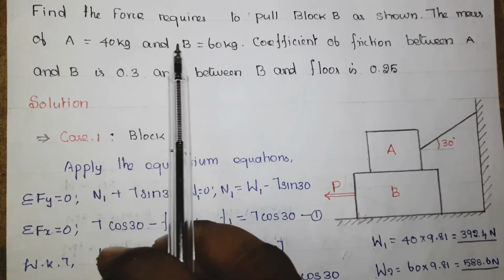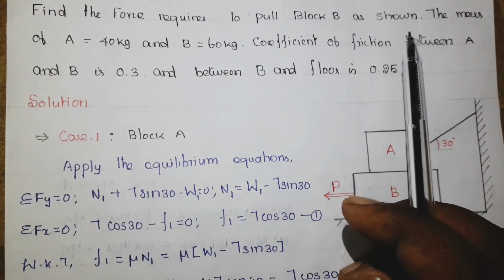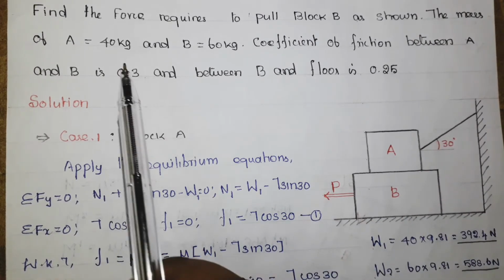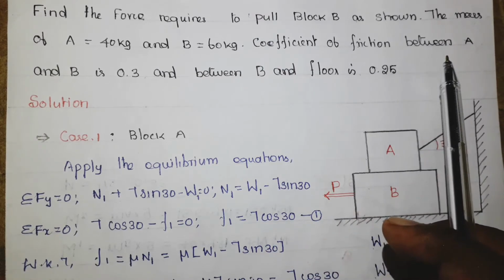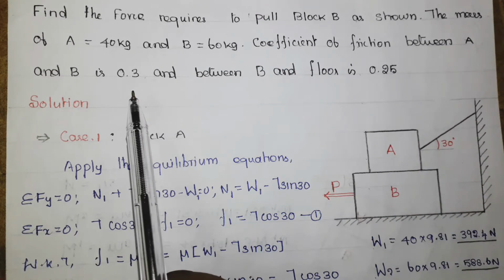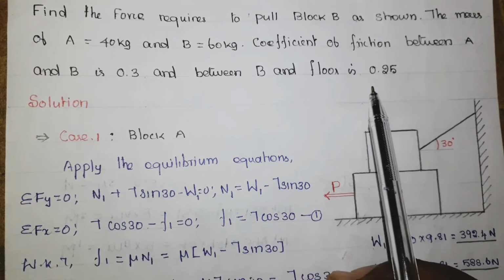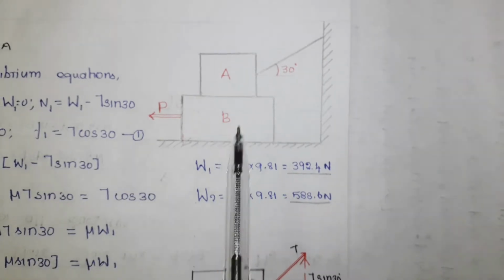Find the force required to pull block B as shown in the figure. The mass of A equals 40 kg and B equals 60 kg. Coefficient of friction between A and B is 0.3 and between B and the floor is 0.25. So this is the given diagram.